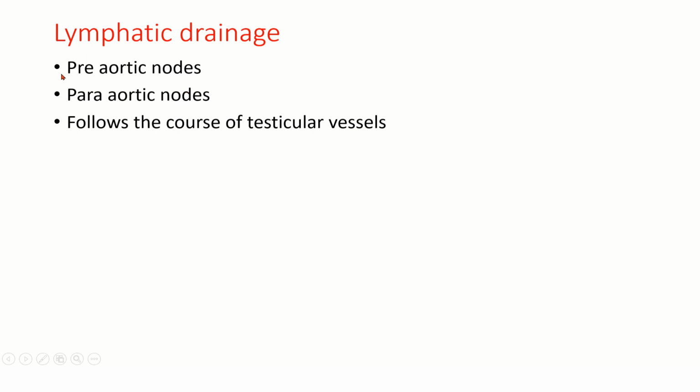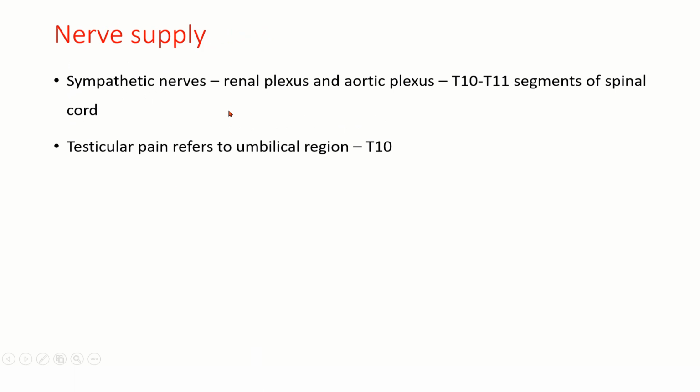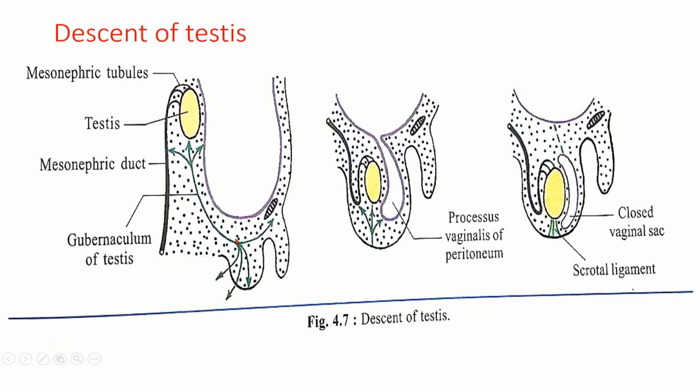Lymphatics drain into preaortic and paraaortic lymph nodes following the course of testicular vessels. Now the supply: sympathetic nerves by renal plexus and aortic plexus. Segments are T10 and T11. That way pain in the testis will radiate to the umbilicus because of the same segmental innervation.